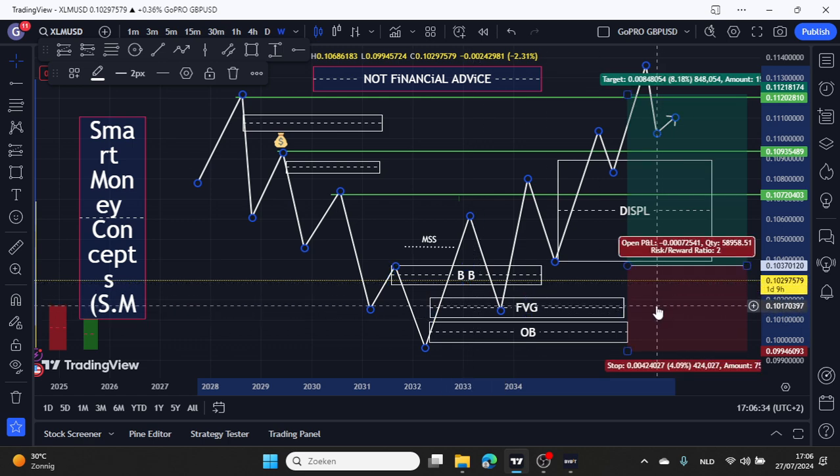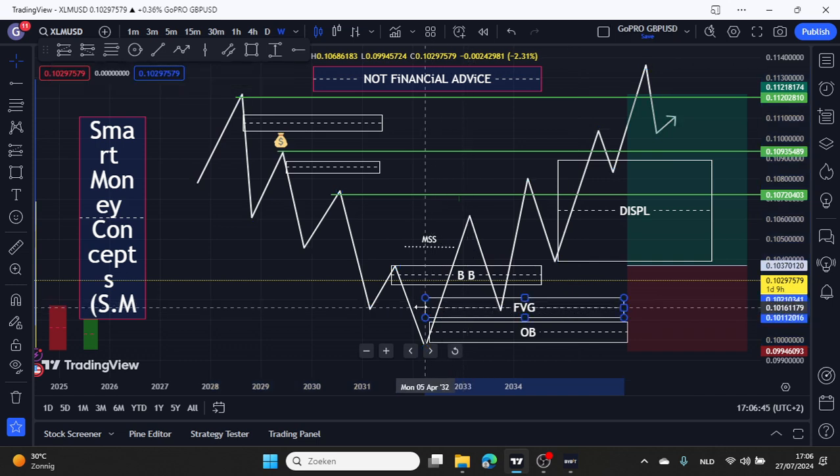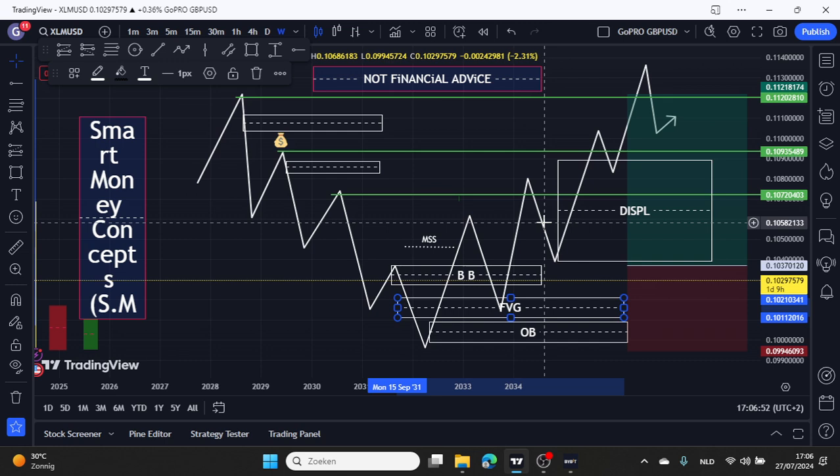And this was it for this session. We looked into order blocks, fair value gaps, and I missed the inverted fair value gap. That would be if you have a fair value gap here, this becomes an inverted fair value gap and it's even stronger.